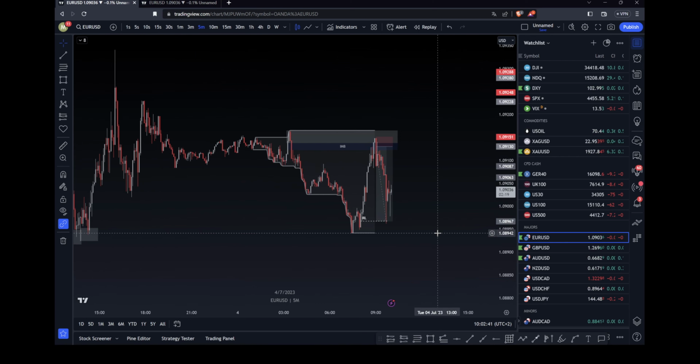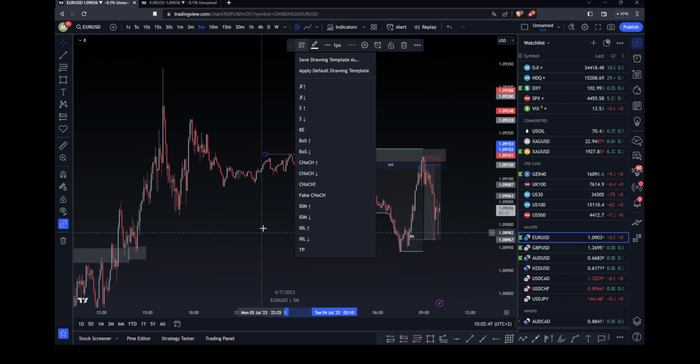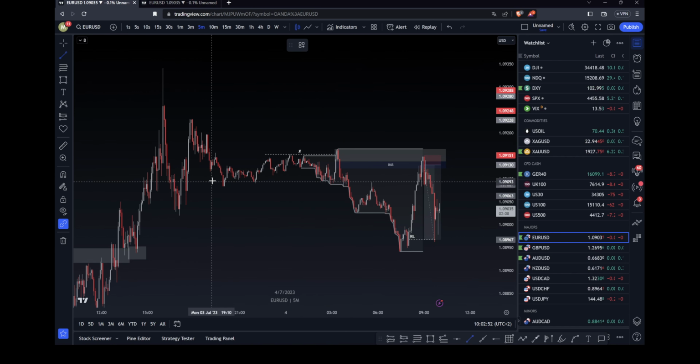Then we zoom in. You can clearly see it swept some liquidity over here before doing another break of structure to the downside. So this will be a sweep, and let's say this is our break of structure.